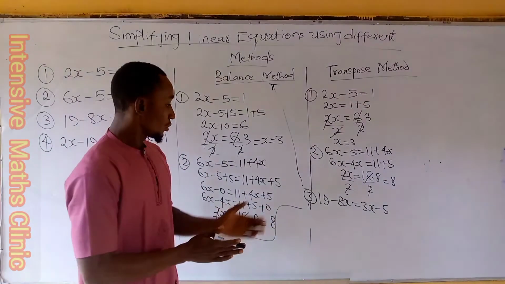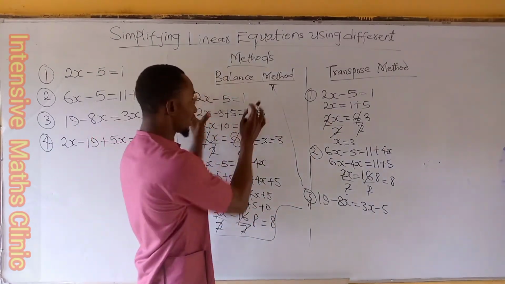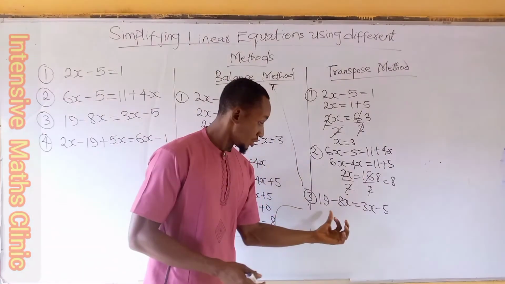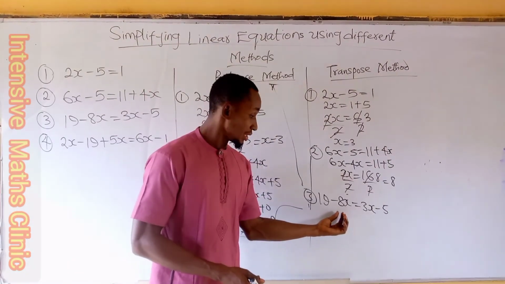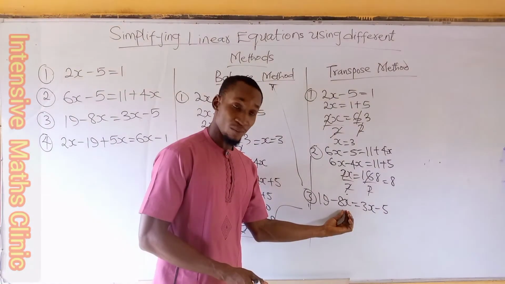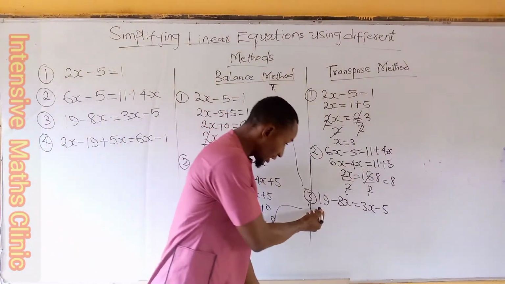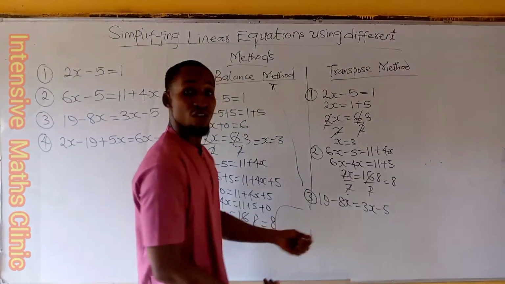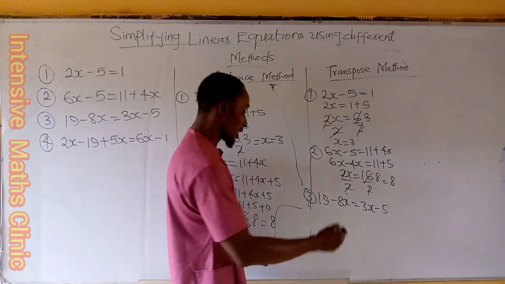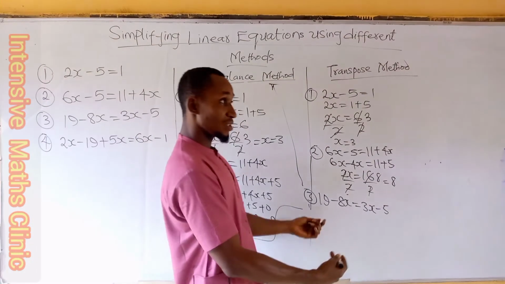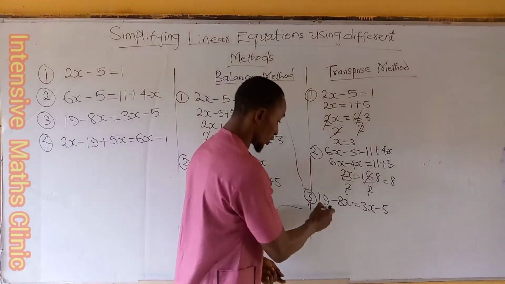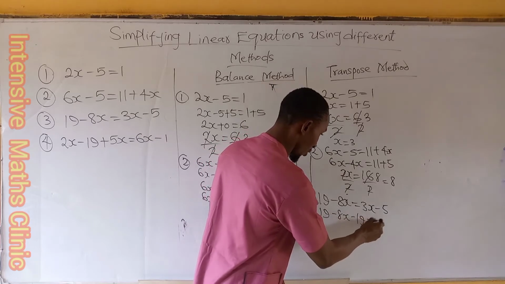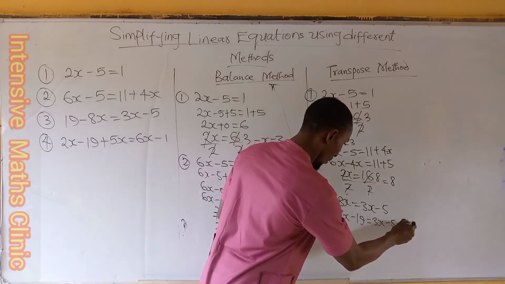Just like what we do traditionally, we either use the term with x, or we use the constant. The constant here is plus 19. We find the additive inverse of plus 19, which is minus 19, and add it to both sides. It becomes 19 minus 8x minus 19 equals 3x minus 5 minus 19.